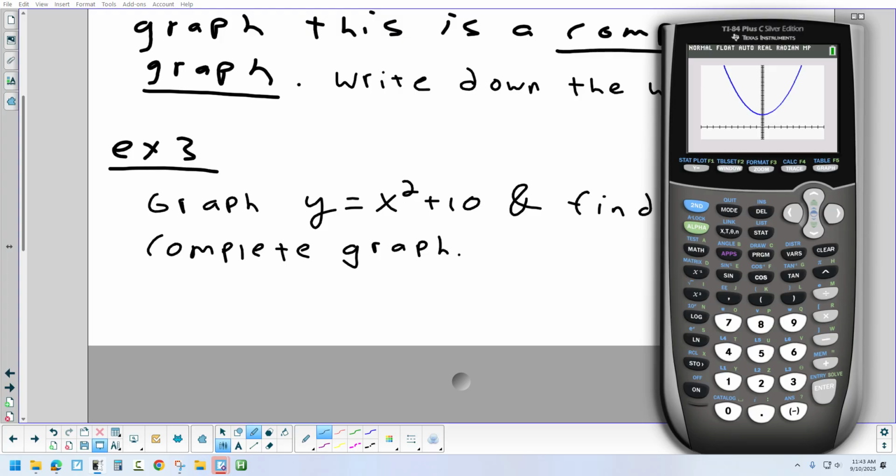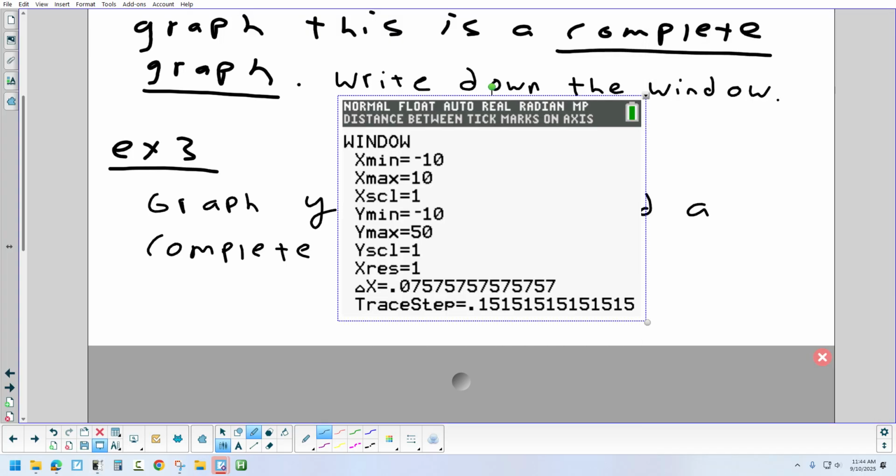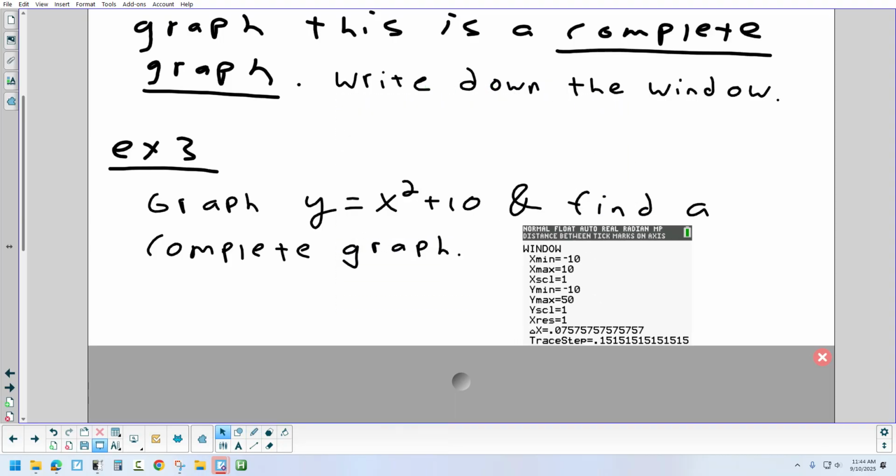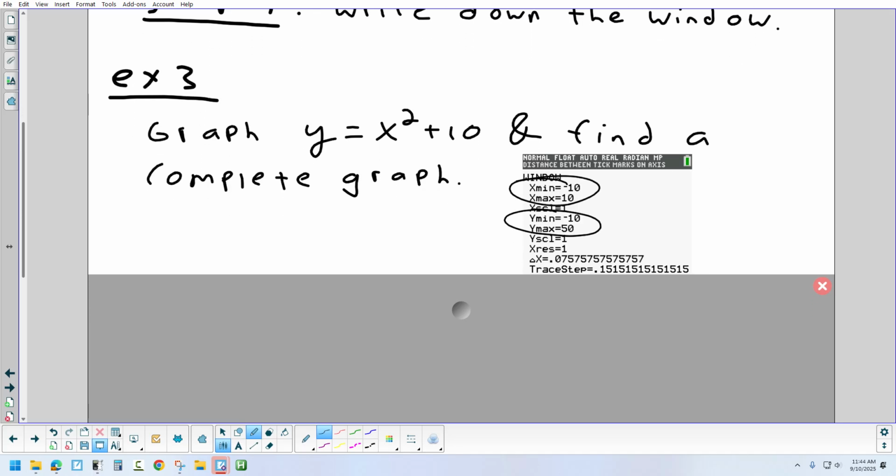What I wouldn't do for y max is like 500,000. Because then the parabola is going to look like a flat line. Because you zoomed out so far, you can't even see it. All right, so what did I tell you to write down? The window. Let's take that down. I want you to write down those two and those two. Any question on that?